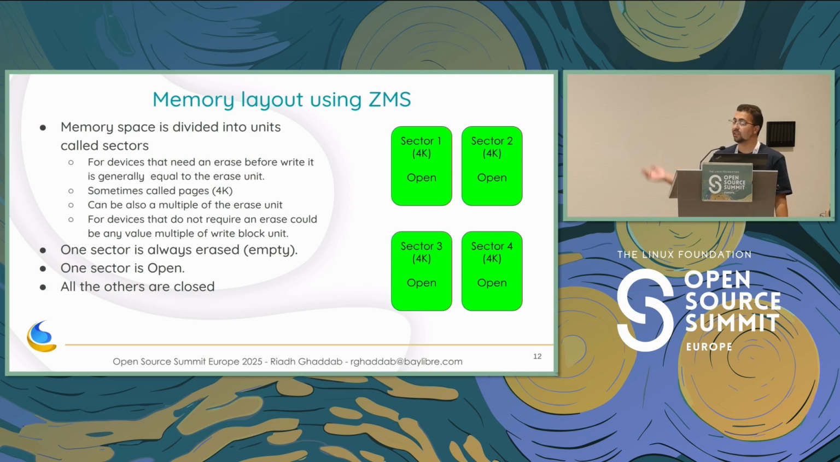So let's see an example of a memory partition of 16K. We have 4 units of this memory partition, divided into 4K each. At the beginning, no sector is used, so all the sectors are open. We didn't use anything. The first thing that we do, ZMS needs to erase the sector that is next to the one that we're going to write. So sector 2 is erased. We're going to see later how it's erased. But sector 2 is erased, and we start filling all the data in sector 1.